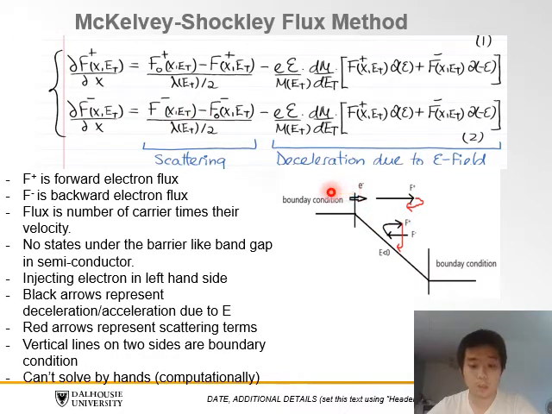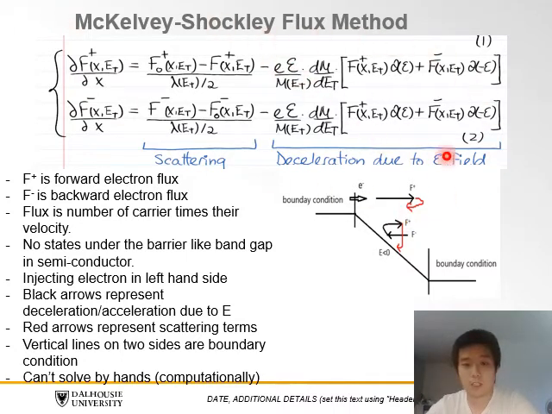However, there's a probability for an electron to scatter. The red arrow shows the direction of the electron after scattering. It represents the scattering terms in the equations. At the two ends are the boundary conditions, where we know exactly what the injected flux looks like.